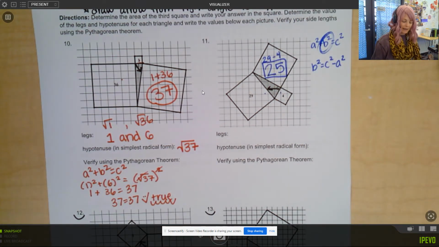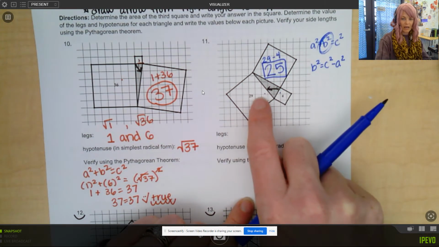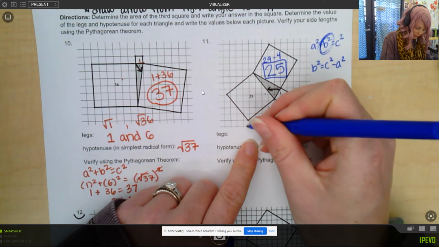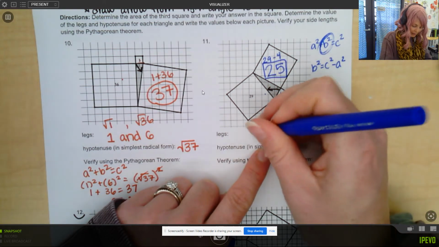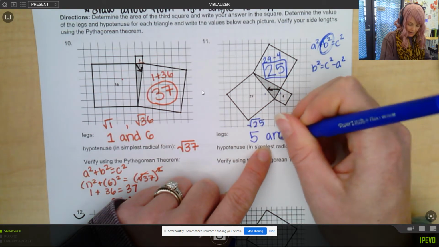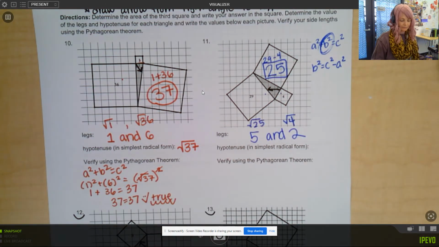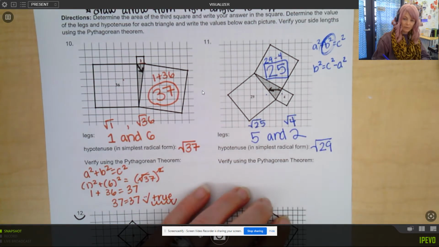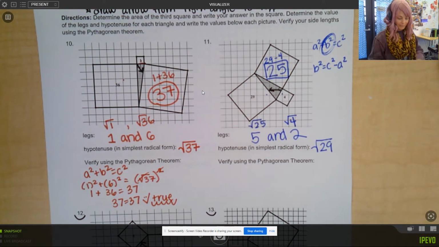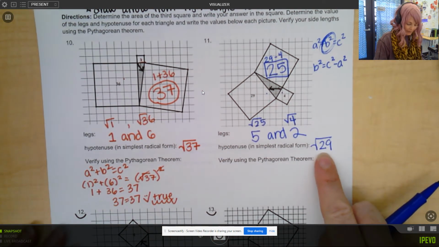Okay, so what are my legs? Remember, we drew that arrow to the hypotenuse. So the legs are the square root of 25 and the square root of 4. So that means it's 5 and 2 units. So the hypotenuse in simplest radical form is the square root of 29. Double check. Is that in simplest radical form? Why, yes, it is. So we can keep going.